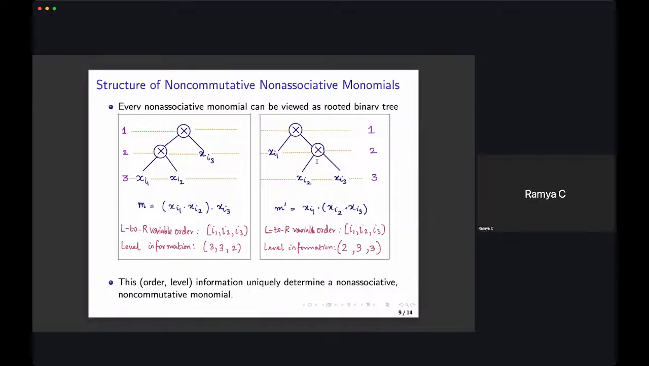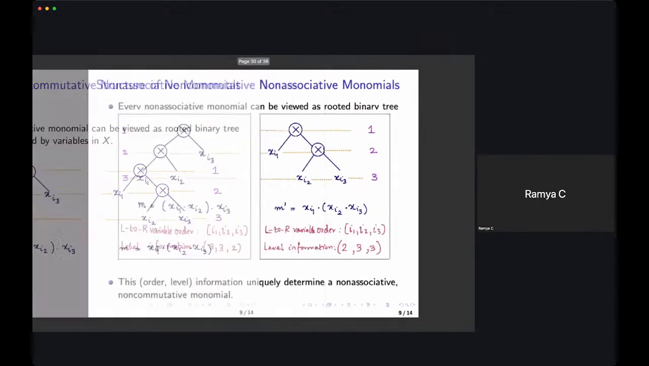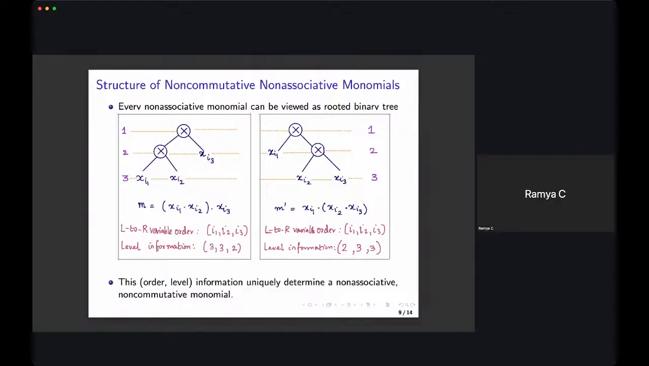What distinguishes these two monomials is the level at which each variable appears. If you tell me that xi1 appears in level 3, xi2 appears in level 3, and xi3 appears in level 2, then there is a unique binary tree that you can draw with this variable order information as well as the level information. So this is kind of a unique signature. This order and level information together can uniquely determine a non-associative, non-commutative monomial. This is all the information you need to tell me for me to reconstruct the entire non-associative monomial for you. So we need to somehow use this to construct the algebra.